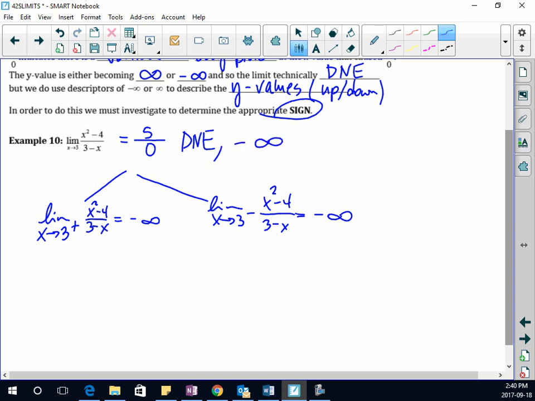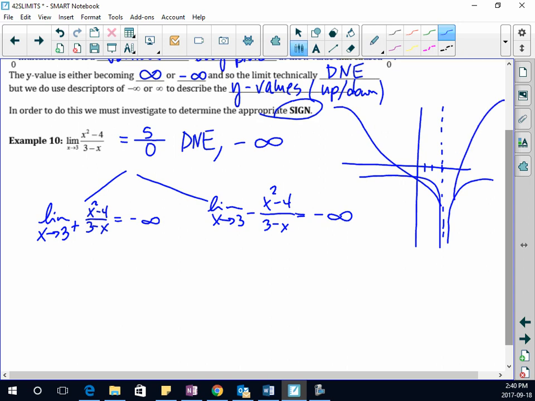So what does this look like graphically? Say we have 1, 2, 3. We have a vertical asymptote here, and if it approaches from the left, it's going down, and if it's approaching from the right, it's going down like that. I'm making it look like there's a horizontal asymptote, but can anybody tell me if there's a horizontal asymptote? No, there's not. So really, it's probably going like that, or something like that.